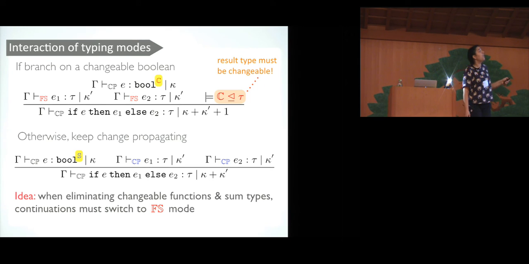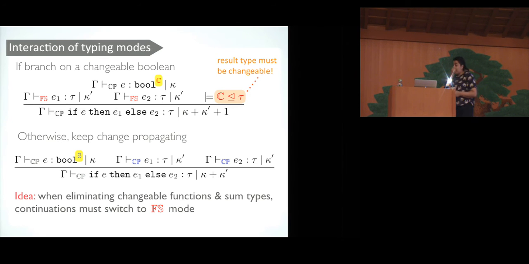So the point is that whenever we branch on something changeable, we have to give up this relational reasoning and switch to this unary mode. But if something stays in the relation, that is, its value is related by the Boolean type, we can still stay in this relational reasoning of change propagation.